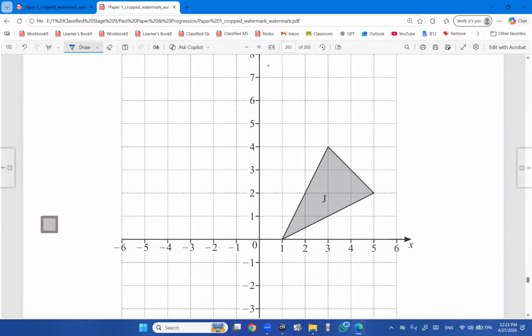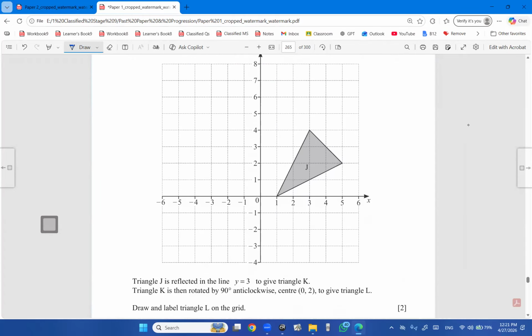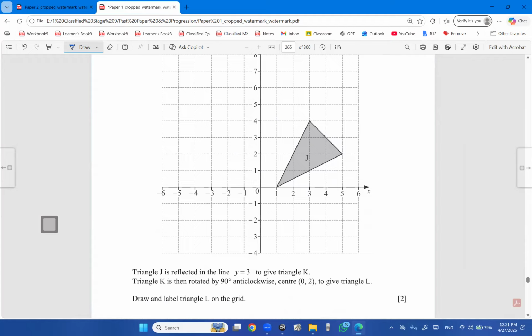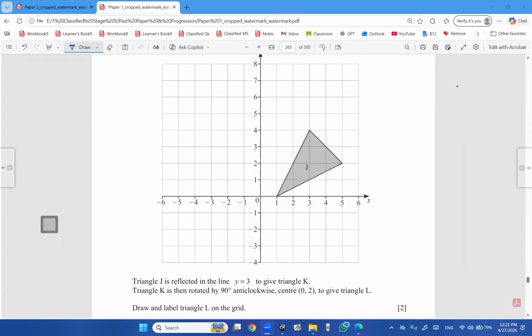All right, this shape here, they're telling you triangle J is reflected in the line y equals 3. So I'm going to need to draw y equals 3 here. One second. The line y equals 3 is here.